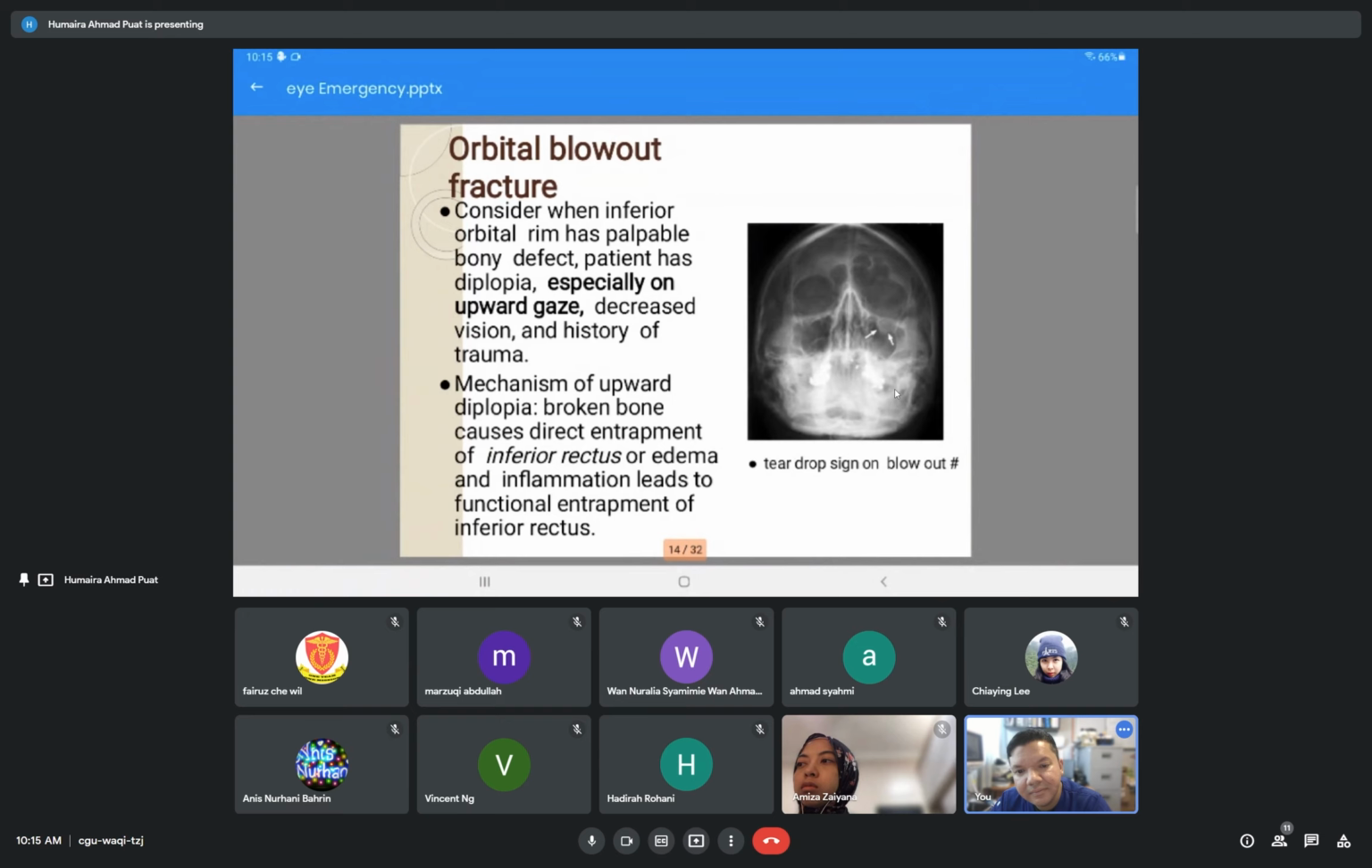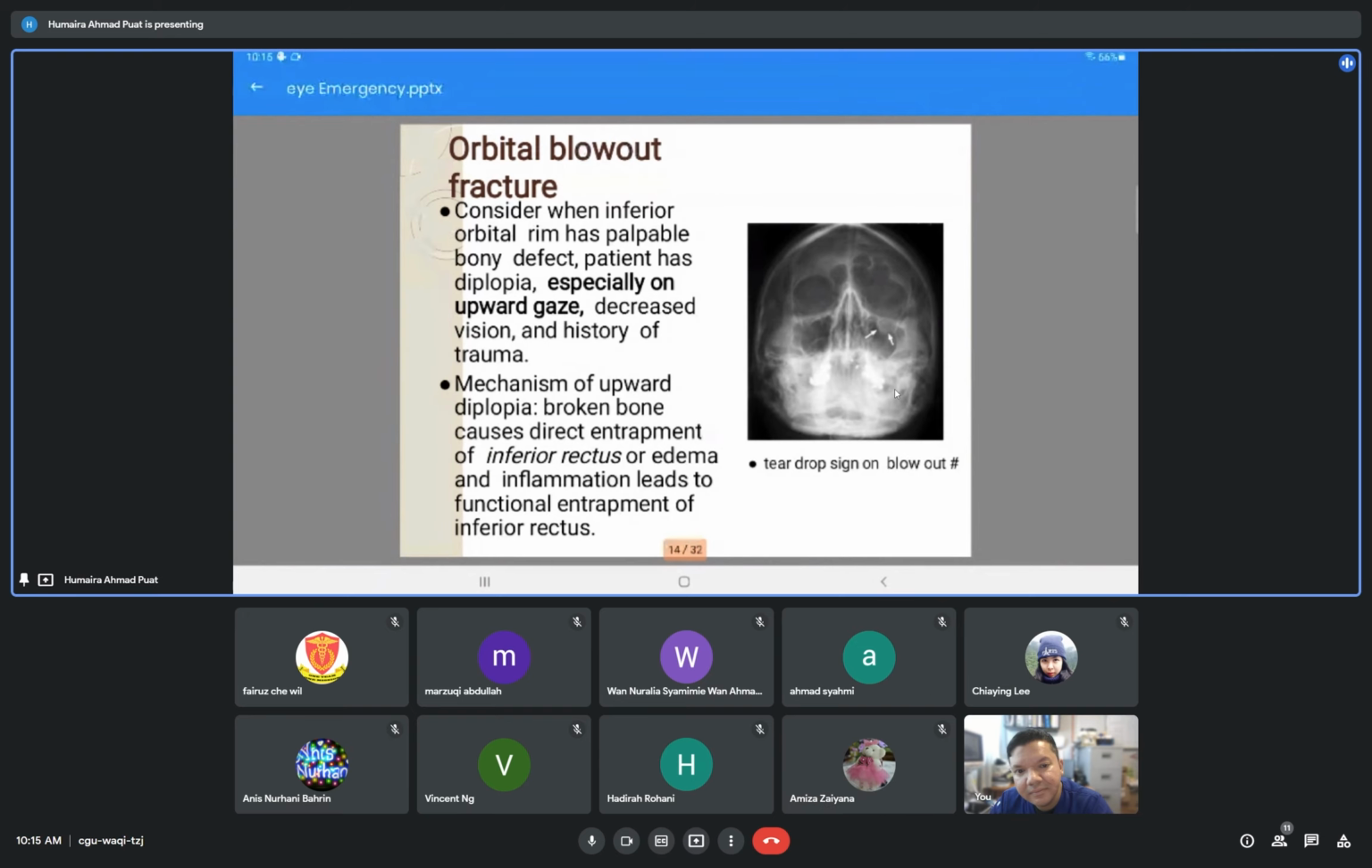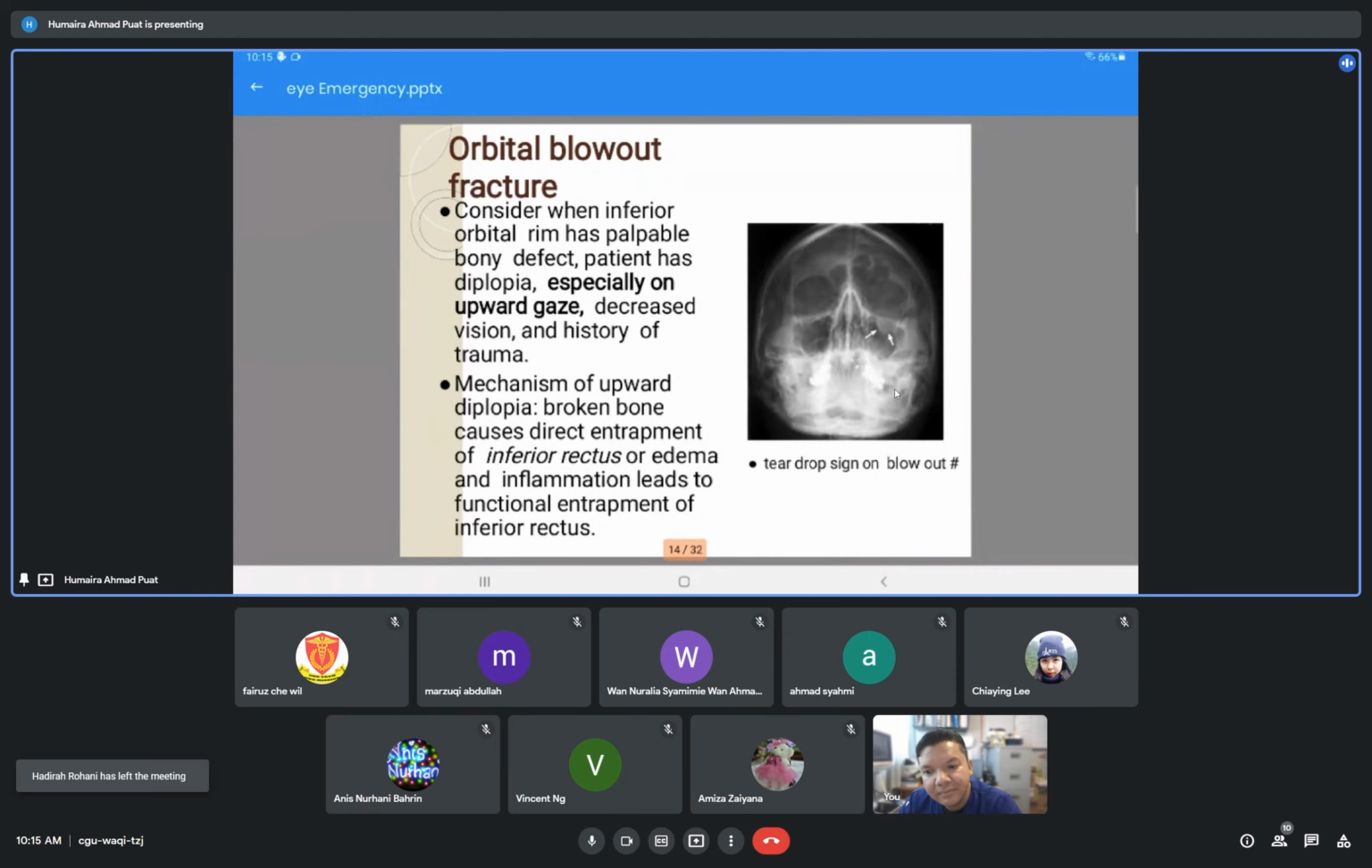And then you can look at the picture. The arrow is showing the teardrop sign. This one shows that the patient has an orbital blowout fracture.